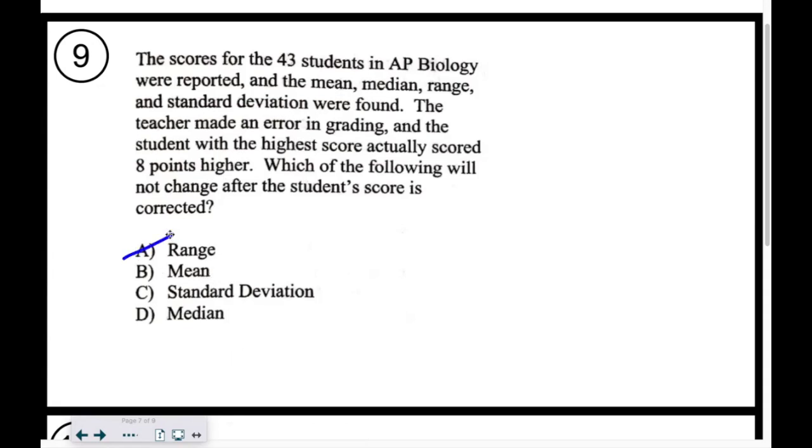So the range is going to change. The mean is also going to change because you now have a different total, right? You've added 8 points to the total and you're still dividing by 43, so that's going to change. And the standard deviation is a measure of how spread out the data is.